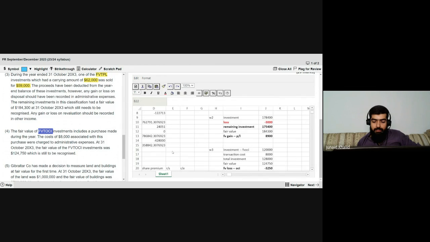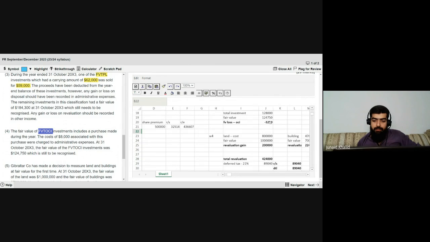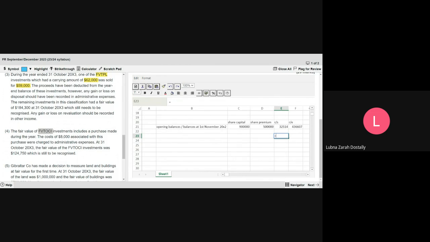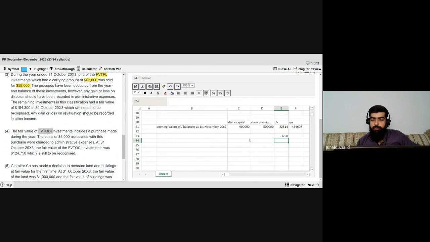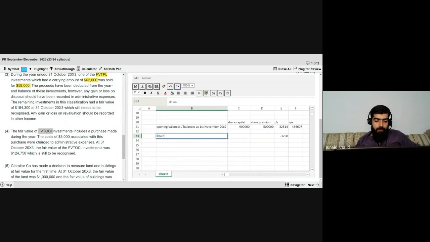Let's see whether your thinking is perfect. Yes, it's 3250. Which cell number is it? J20. Okay. Now what are we going to do? Would the J20 revaluation surplus balance increase or decrease? Decrease. Yes. So we just referred to that cell J20. Are you getting my point? So it means it's a downward revaluation of investment.